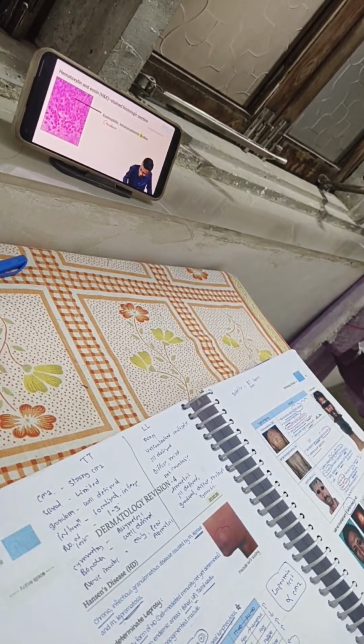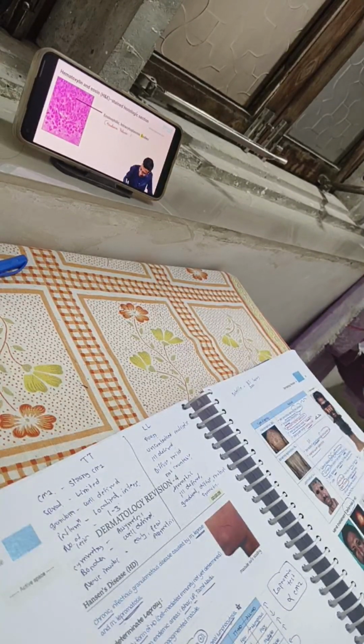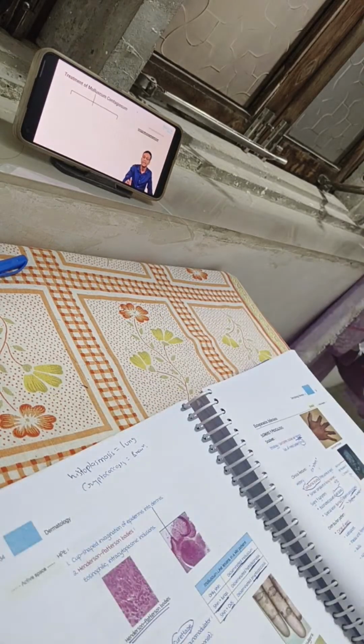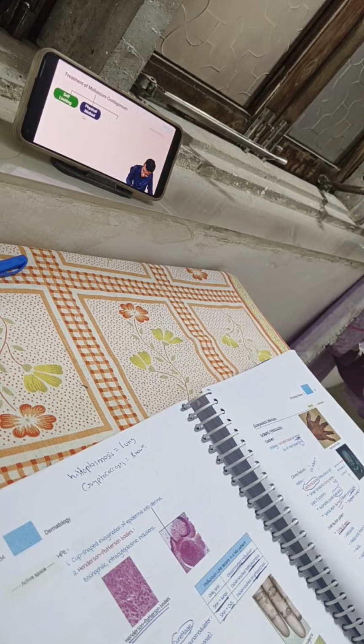They are called Henderson-Patterson bodies. Treatment: number 1, it is self-limiting, but goes away on its own. Number 2, you can physically remove it by a method called curettage. You can also remove this by a needling procedure. And lastly, you can use drugs in the form of imiquimod.